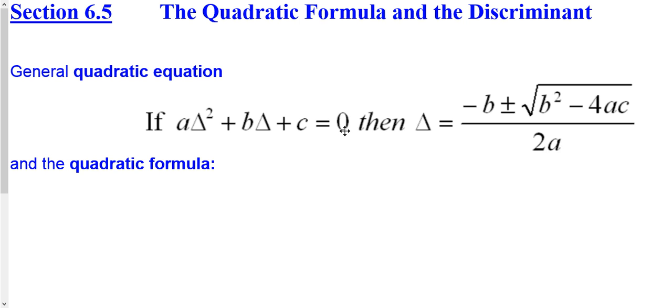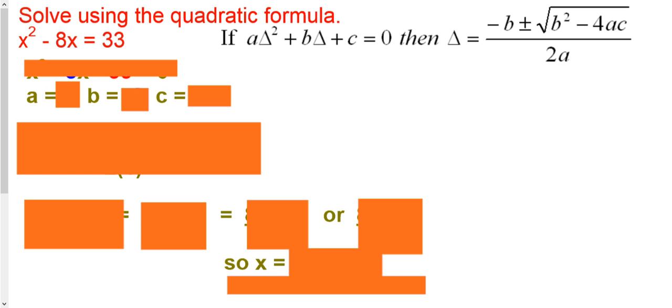So if you don't have it equal to 0, you've got to do that first. And then you have your quadratic formula. So let's go ahead and use the quadratic formula here. But remember, you first of all have to set it equal to 0. So you set it equal to 0 by subtracting 33. Identify your a, b, and c.